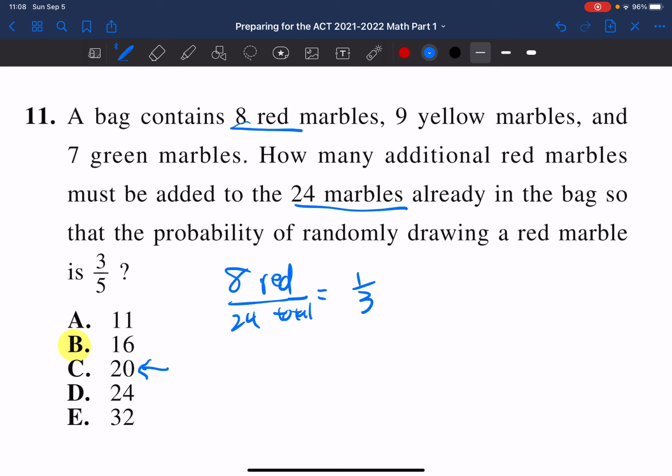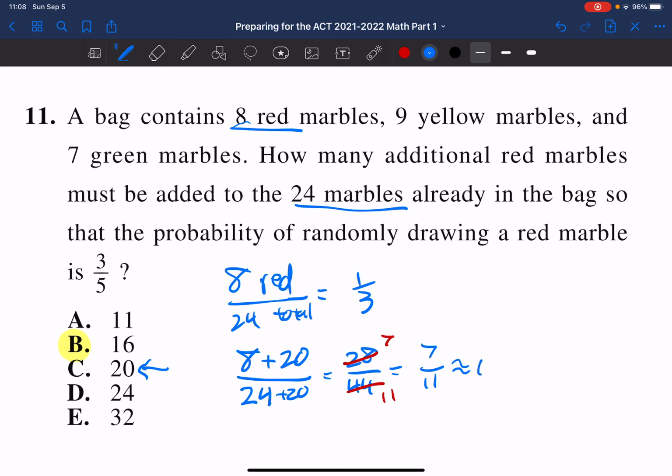So we'll do that. What if we add 20 red marbles? Well, we have 8 already. Now we added 20 more, so it's going to be 8 plus 20. However, because we added more marbles to the bag, that's also going to add to the total. So we have 28 over 44. Let's see. Can we take out, well, we can take out a 7. Or sorry, take out a 4. We're left with 7 over 11. And that does not reduce, unfortunately. Now the question is, is that bigger or smaller than 3/5?